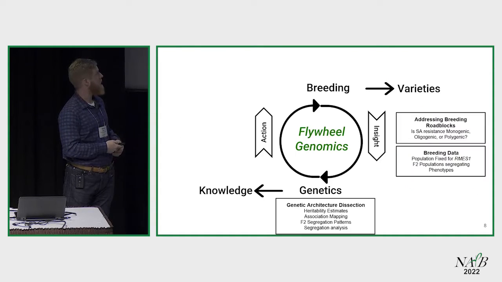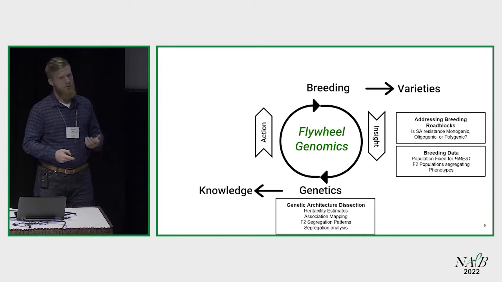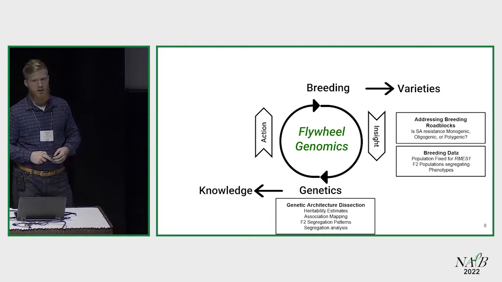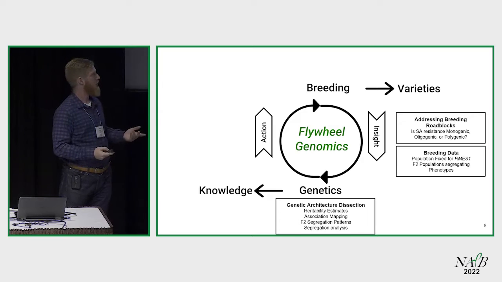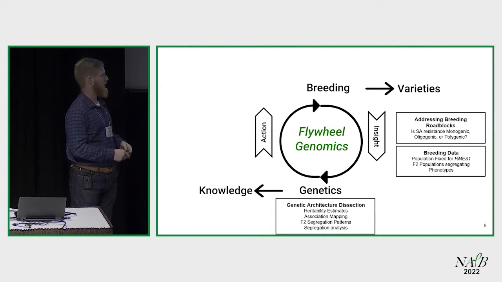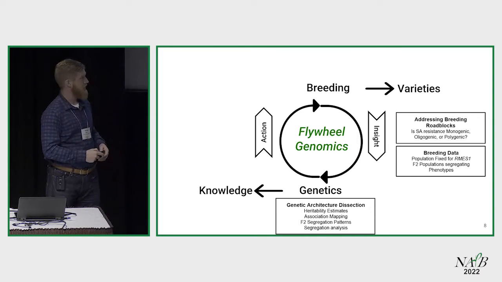But now what we have is an F2 mapping population, multiple F2 mapping populations, as well as this massive population fixed for RMES1. And so now we're able to go back, take this data, and address a new roadblock. Is the resistance monogenic? What does the breeder need to do? There's going to be another biotype shift. What do they need to do? And this is just a list of tools and analysis that we've been able to do with them using these populations.